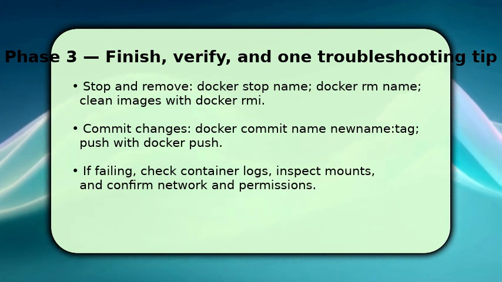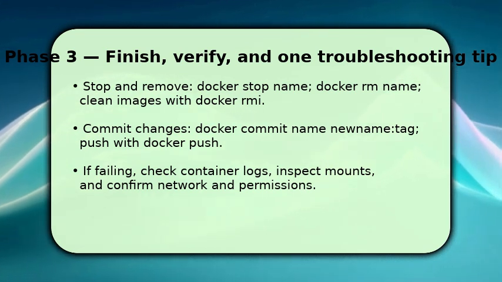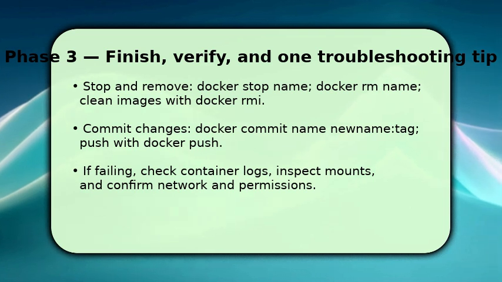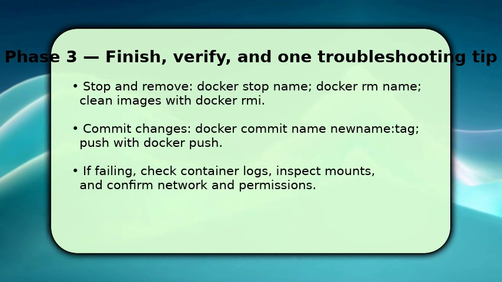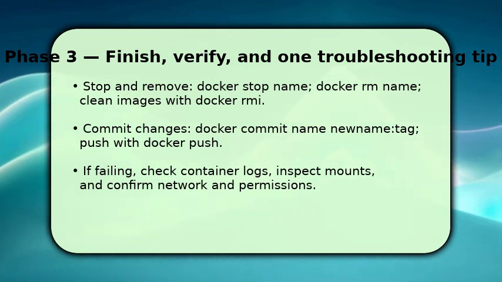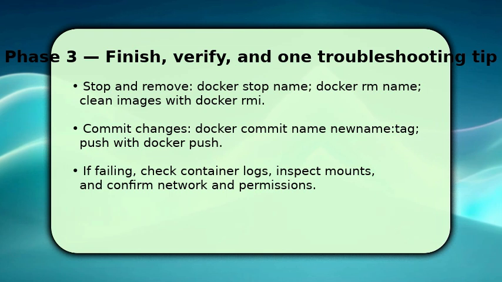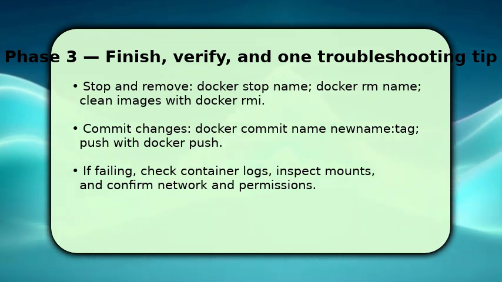If something goes wrong, start by checking container logs and docker inspect to reveal runtime errors or misconfigured mounts, then verify host ports, file permissions, and environment variables. Often a permissions or port conflict is the root cause, and fixing that resolves most issues.